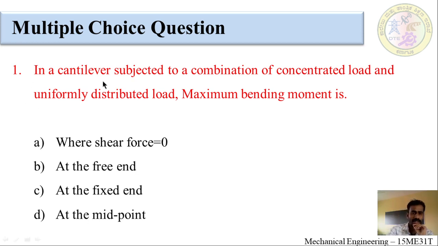For the question number 1, in a cantilever subjected to combination of concentrated load and uniformly distributed load, maximum bending moment is at the fixed end. The correct answer is fixed end. Always you will get a maximum moment at the fixed end of the cantilever beam.